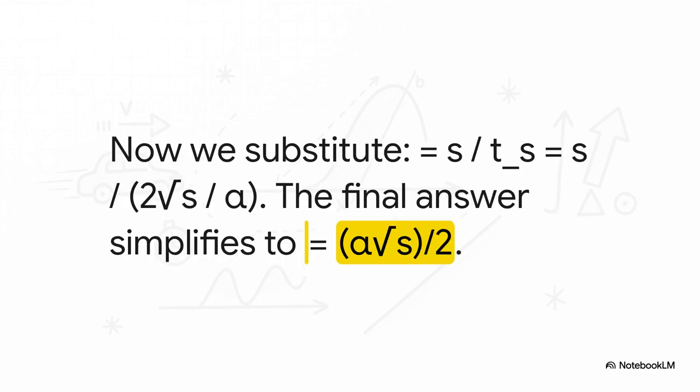And here we are, the final step. We take our formula for mean velocity, and we plug in that expression for ts that we just found. We just need to clean this up a bit. The s on top divided by the square root of s on the bottom leaves us with a square root of s on top. And there it is, our final answer for part B.